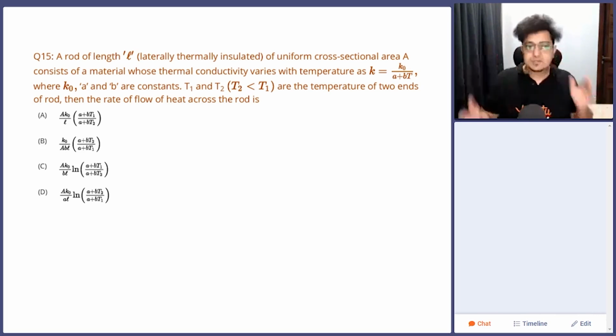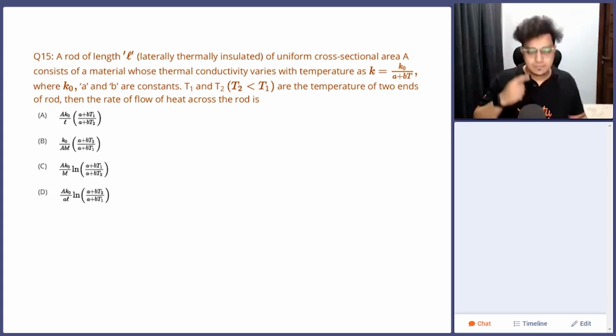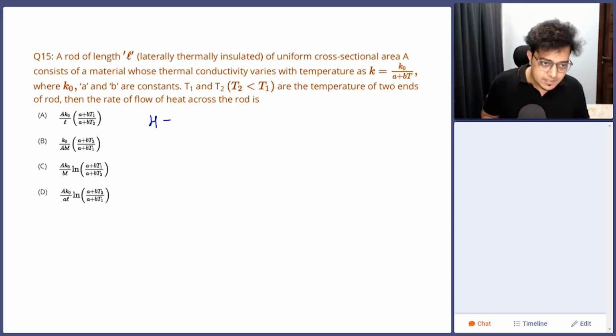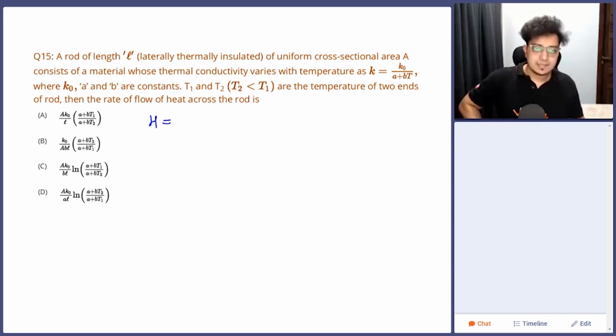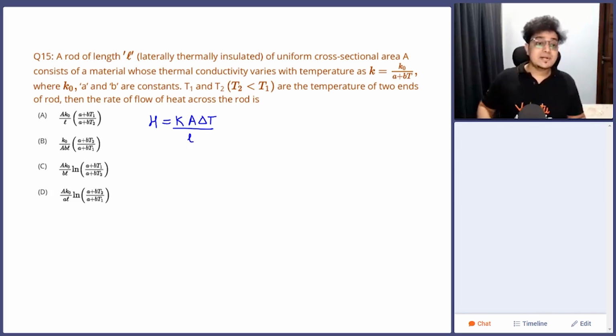Now the two ends of the rod are maintained at temperatures T1 and T2, where T1 is bigger than T2. Then what is the rate of flow of heat across the rod? At what rate is heat flowing through the conductor? The rate of flow is the heat current. The formula in general is K A delta T upon L. This is the formula for a regular rod, but we can't use it as it is for the rod in consideration, as its K value is not fixed. As the temperature changes, the K value also changes.